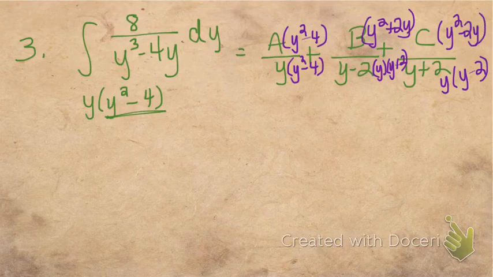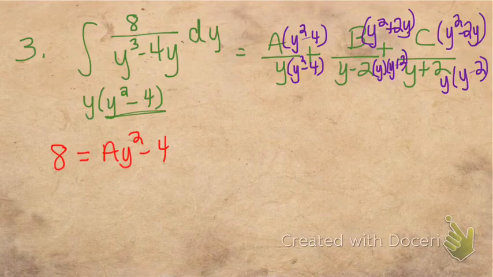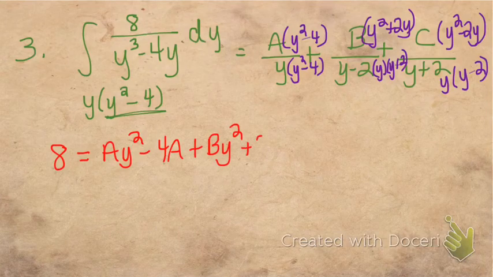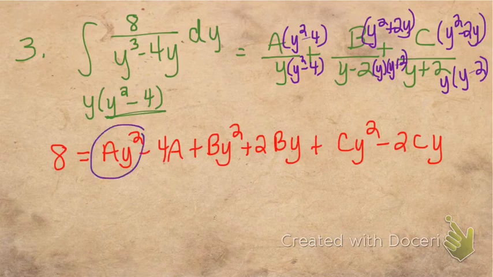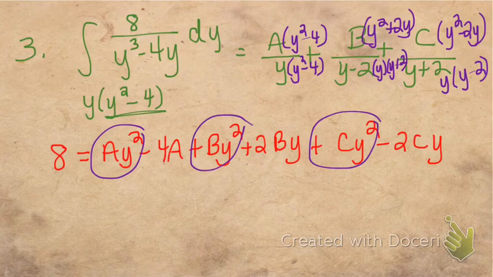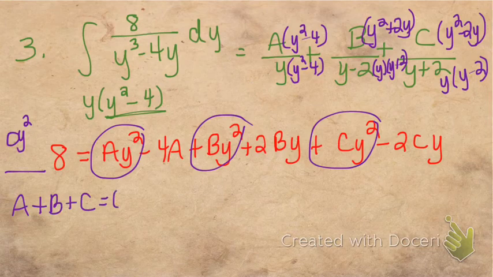Now all the tops are equal, so 8 equals ay squared minus 4a plus by squared plus 2by plus cy squared minus 2cy. And I just multiplied out all the top. Okay, anything with y squared comes together. There's no y squared over here, so it's like 0y squared. So a plus b plus c equals 0.